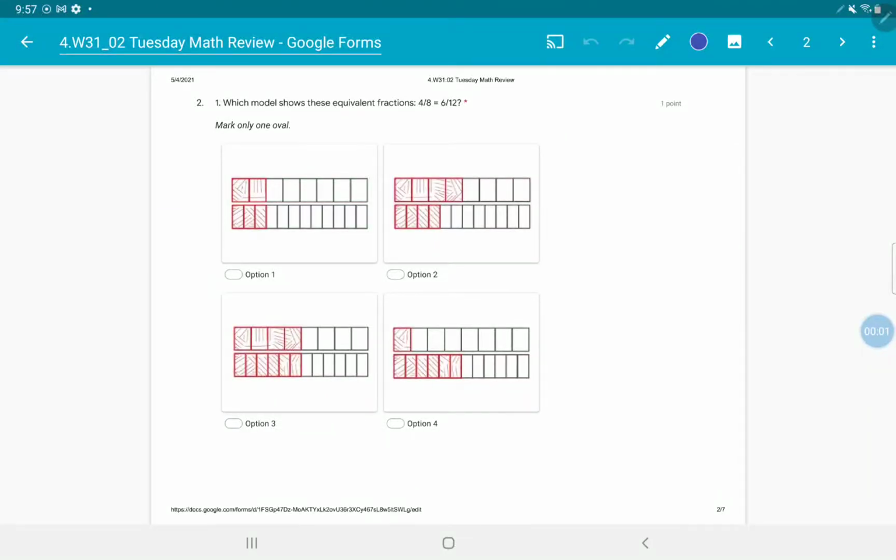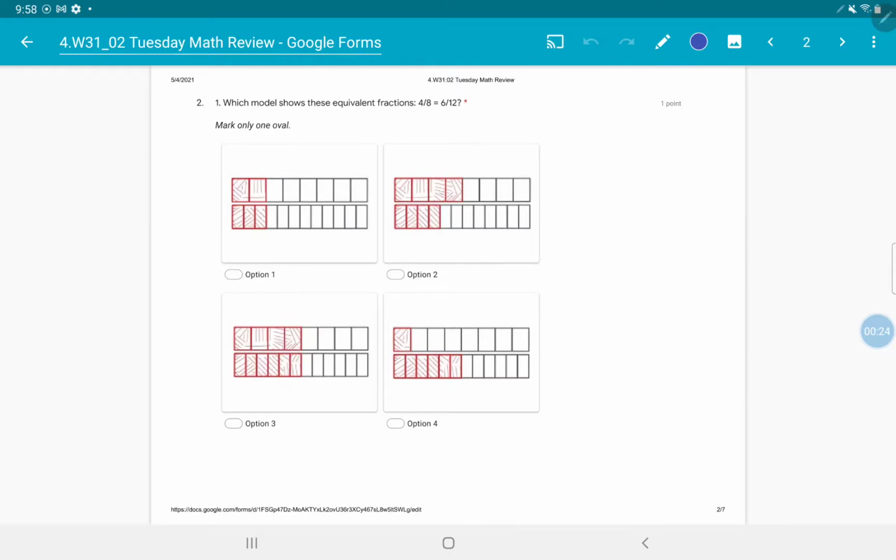Right, so the first question asks which model shows the equivalent fractions 4/8 is equal to 6/12. What does equivalent mean? The same. The same or equal, exactly. So which one is it that shows 4/8 is equal to 6/12, Justice?